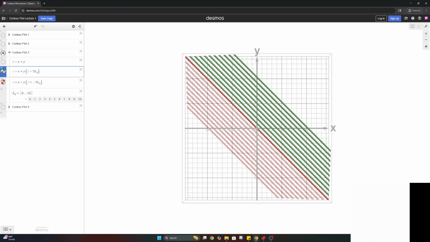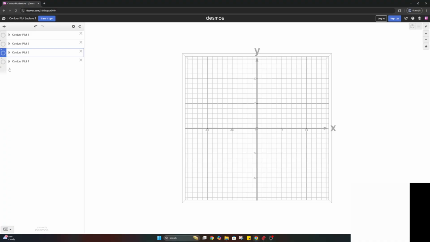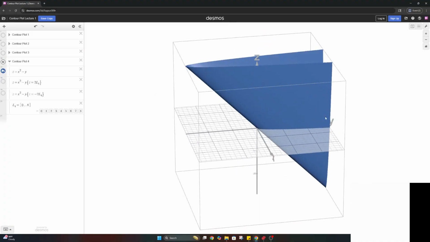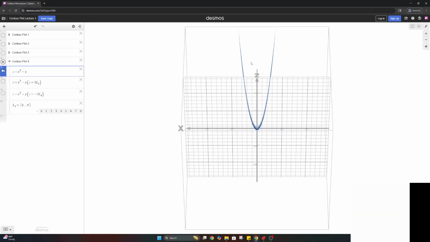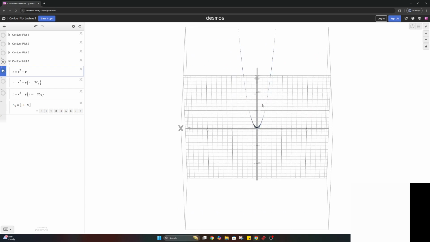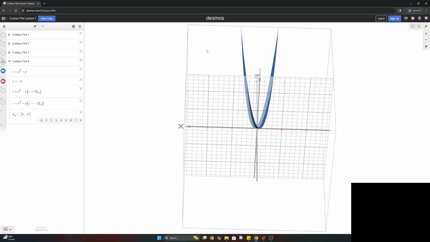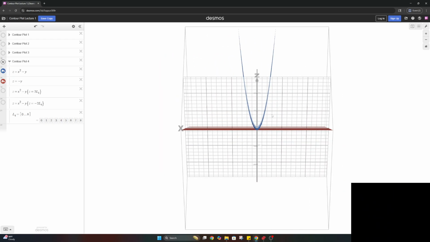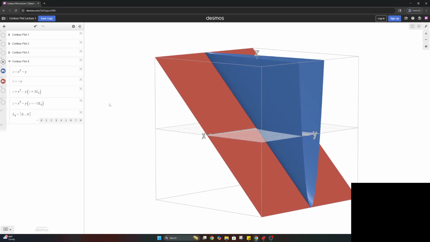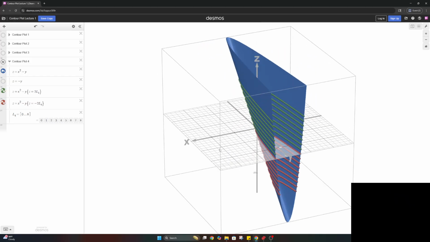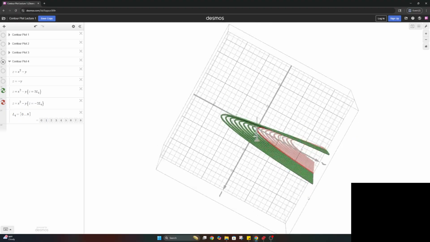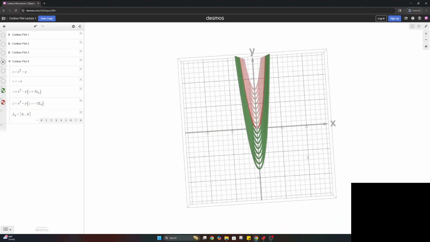All right, and then for the last one here, we have ourselves x squared minus y, which looks parabolic if you look at it over this line here. Okay, there it is. So if you look parallel to this plane, it looks parabolic. But anyway, let's go ahead and turn on those level curves. And then if we turn off that surface, we can get that bird's eye view. And you get something that looks a little like this.